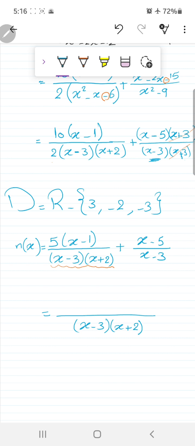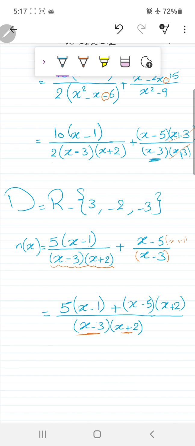Okay? Here the same denominator, so write the numerator as it is, which is 5 times x minus 1 plus. Here we write x minus 3, and write x plus 2 in the denominator. So write in the numerator also x plus 2. Write the new numerator here, x minus 5 times x plus 2.